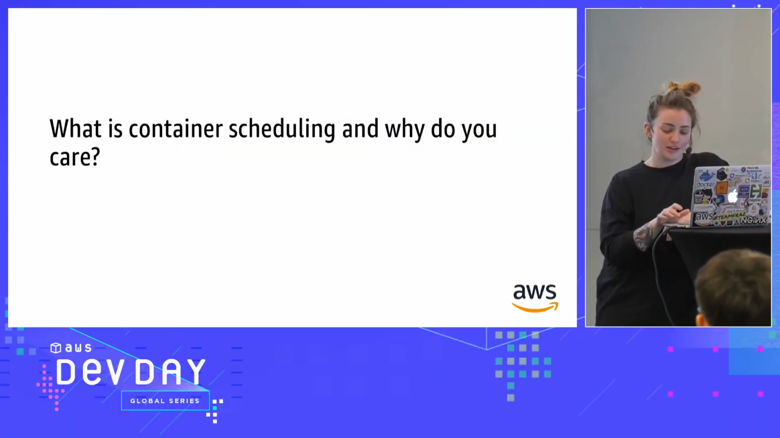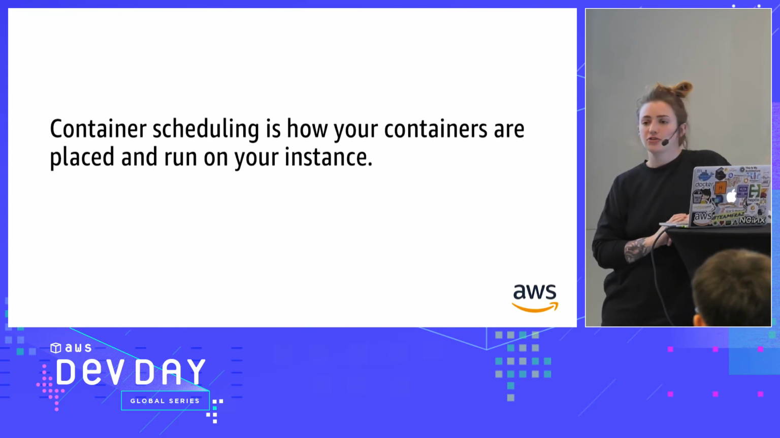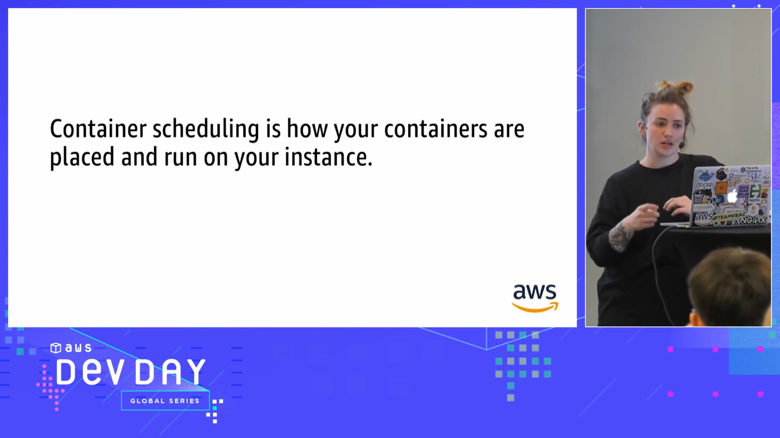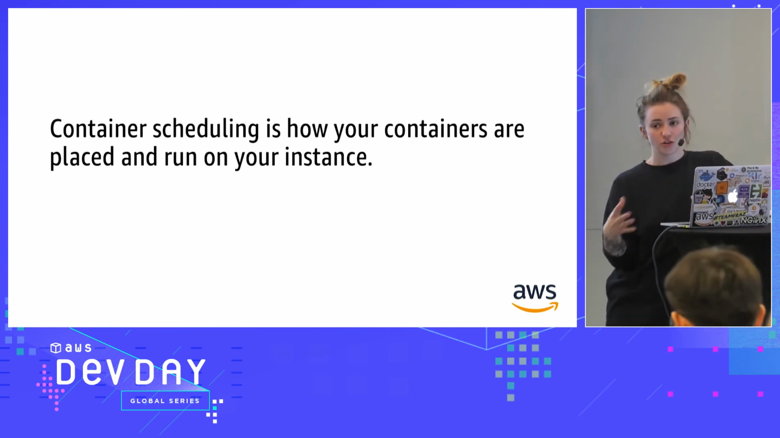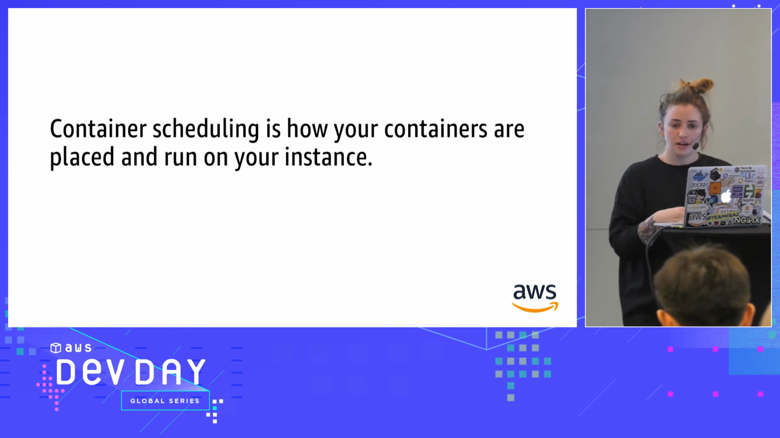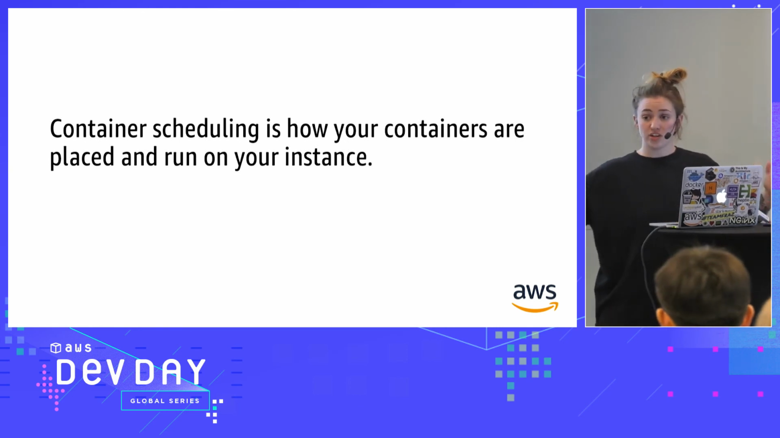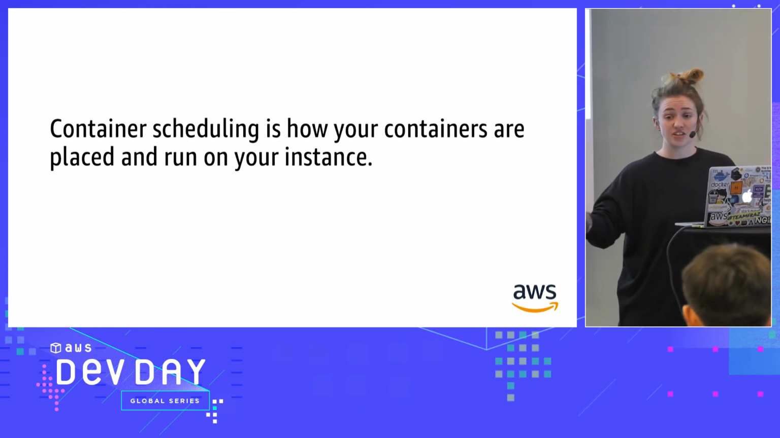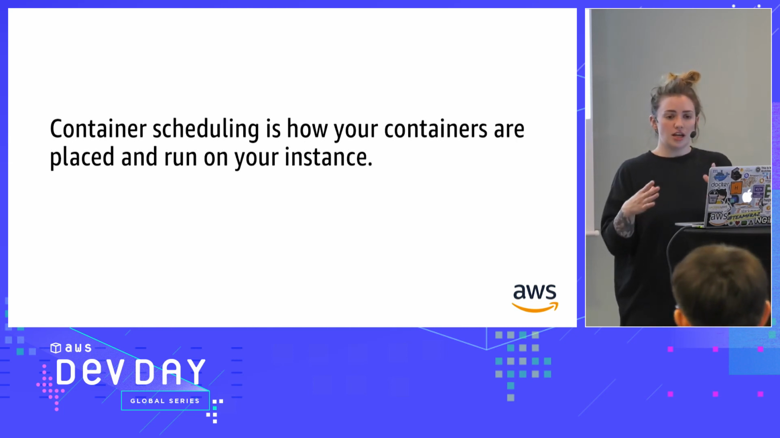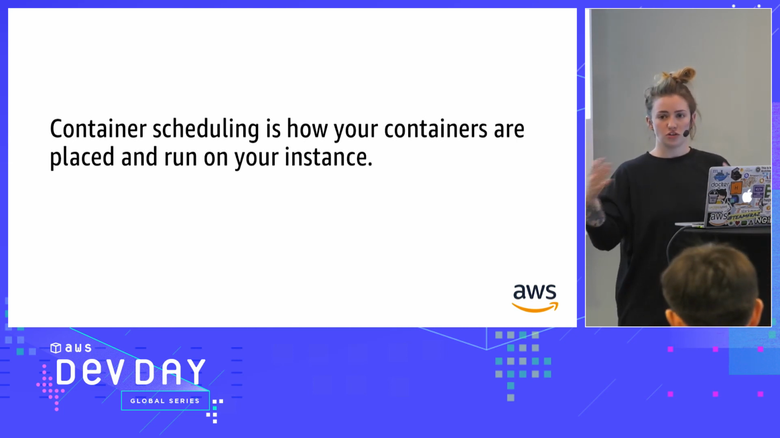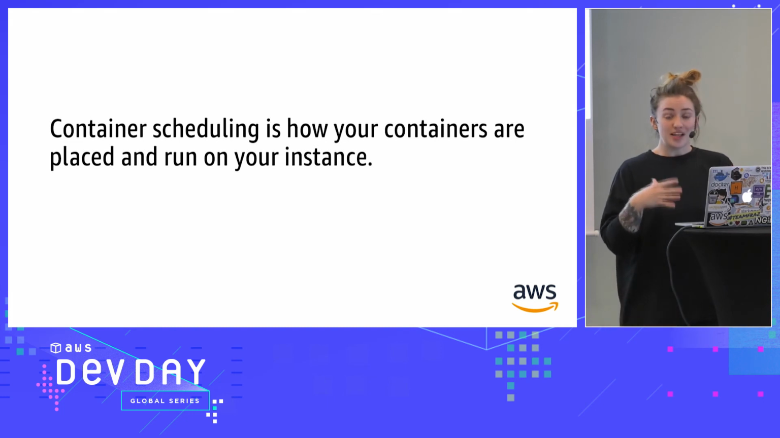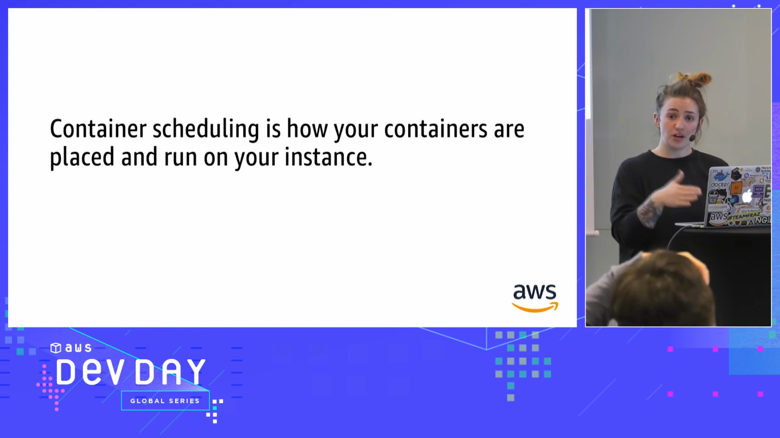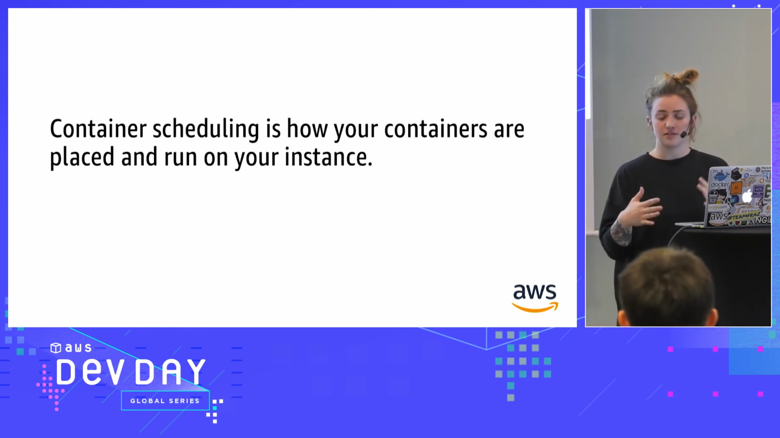First things first, what is container scheduling and why do you care about it? It's how your containers are placed and run on your instance. So in a lot of cases, that's going to be how much resources should I allocate to that task? Which task, given the choice of many, should I place that task on? And it goes beyond the resource usage a little bit to how do I schedule things? So it's not just about, do I have enough resources for this, or should I put it there, or have I balanced across subnets and availability zones?